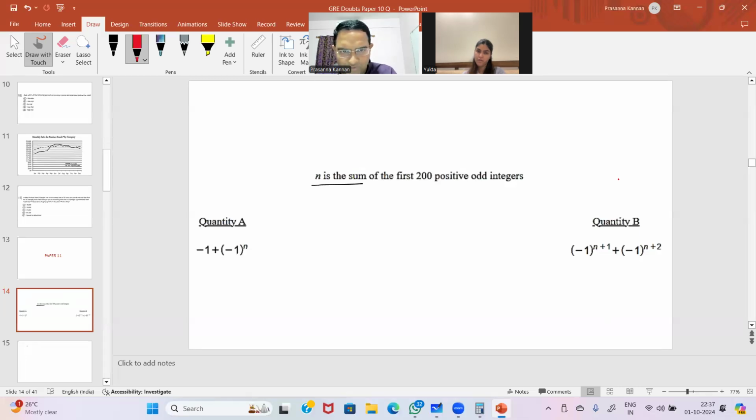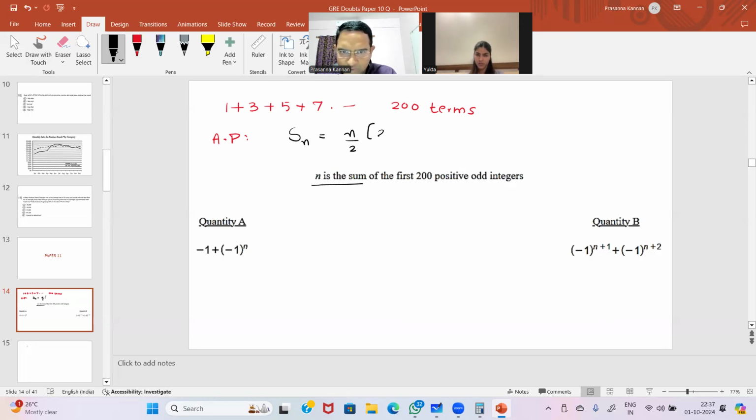First, 200 positive odd integers is what? 1 plus 3 plus 5 plus 7, etc. up to 200 terms, correct? Okay, this is following a sequence, we call it an arithmetic progression, all right? And there is a formula for sum of n terms. It is given by n by 2 into 2a plus n minus 1 into d. We can use this formula to get this number. So the sum of all these terms, right?